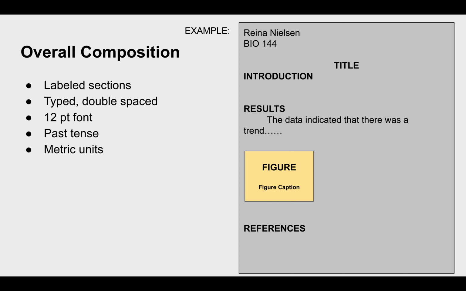I'm saying typed, double space. I'm not giving you a page limit, but rather I'm telling you about how many paragraphs to expect to write. And make sure we're using metric units. So in science, we want to use metric units. So we want to say milliliters instead of fluid ounces, right?